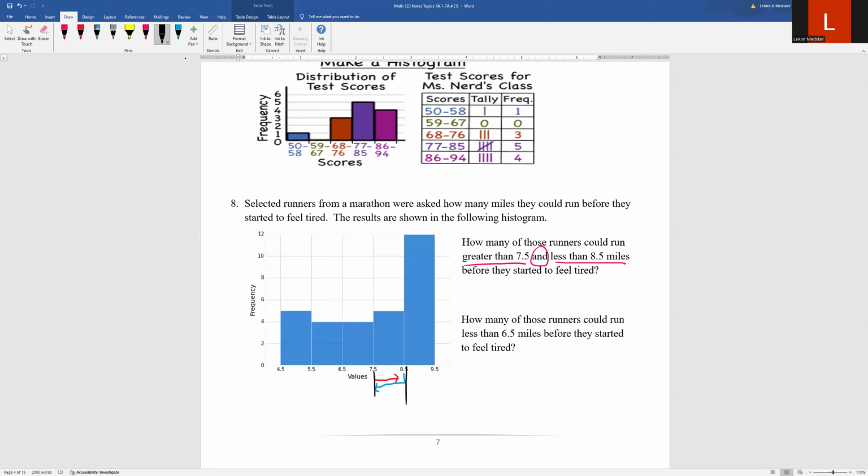Okay, so we just need to find the height because the height tells us how many people were in that category. So that would be roughly 5. So there were 5 runners.